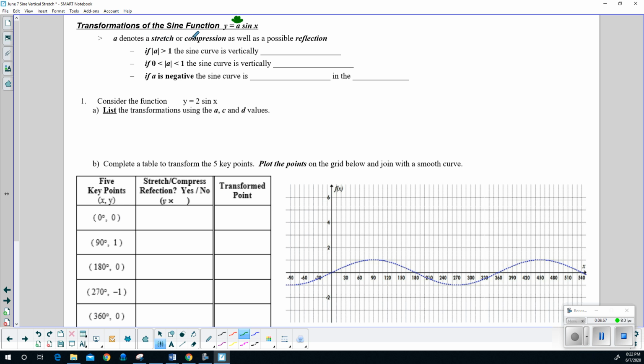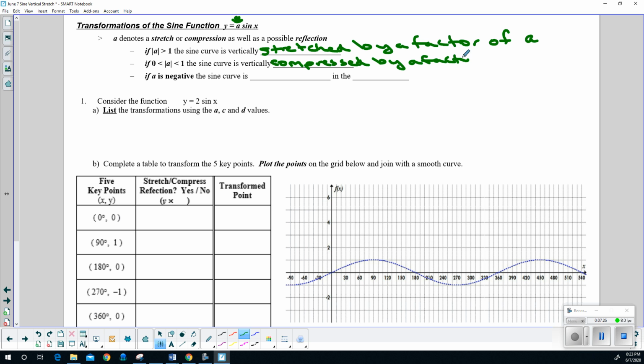So A, just like in quadratics, just like in exponentials, it denotes a stretch or compression as well as a possible reflection. So if it's bigger than 1, it is vertically stretched by a factor of A. If it's between 0 and 1, so if it's a decimal or a fraction, it's compressed by whatever that value is. And if it's negative, remember then it's reflected in the x-axis. So it's going to go upside down.